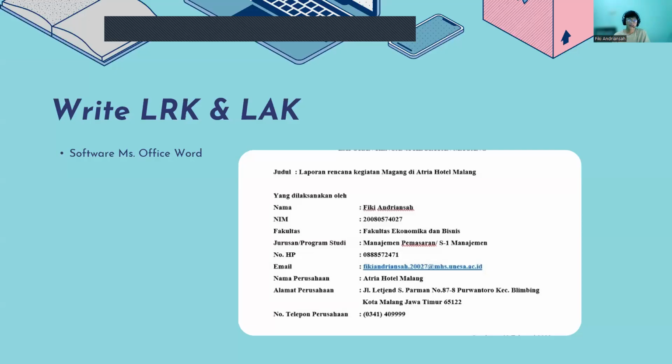So, writing the LRK and LK. Of course, the software is Microsoft Office Word. We use Microsoft Word as the software to create and write the LRK and LK. It has correlations with them, because when we are making a report or a proposal, of course, we need to make it as good as possible. And Microsoft Word offers the best software that we can have to do our assignments. And of course, writing the LRK and LK will be better if we do it in Microsoft Office Word itself.